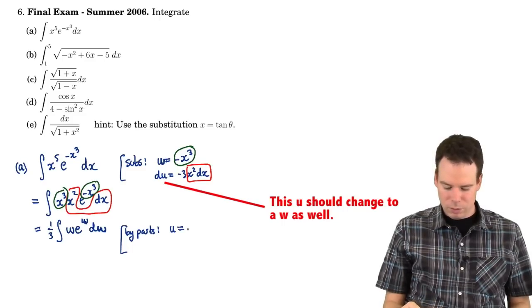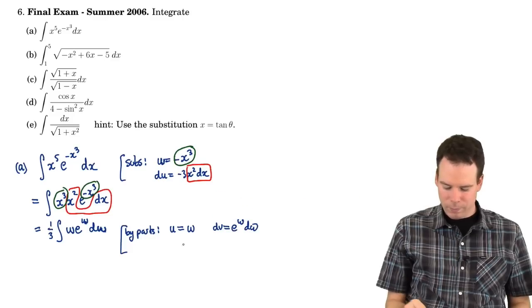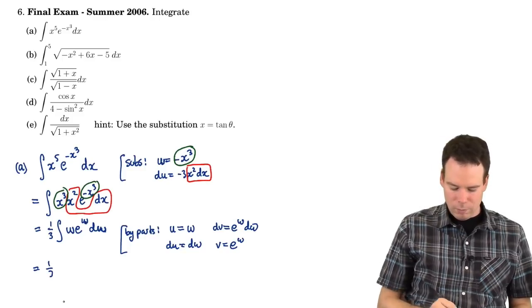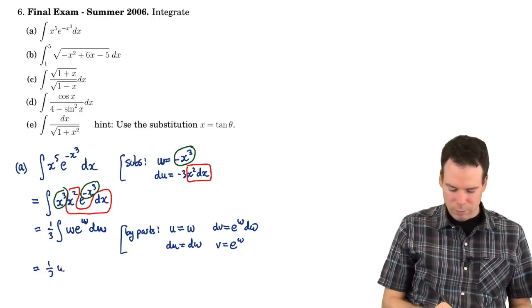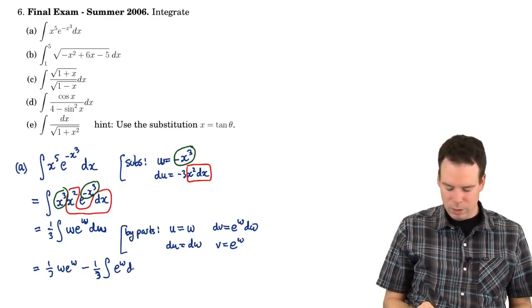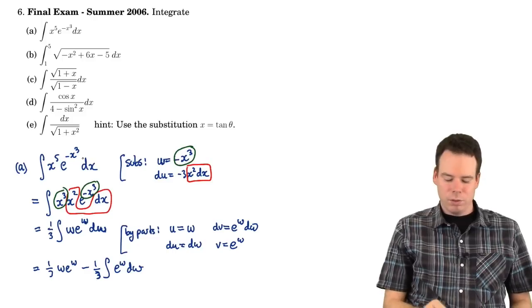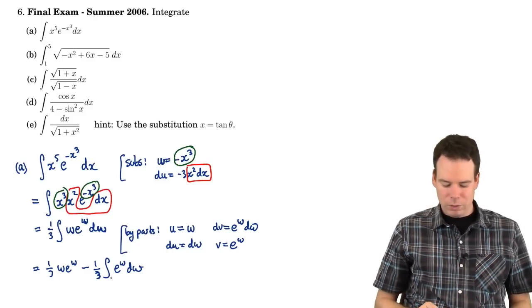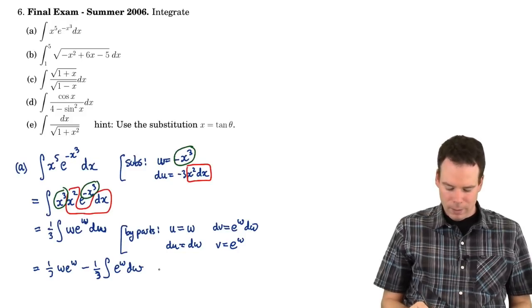So u is equal to w, dv is equal to e to the w dw, du is equal to dw, v is equal to e to the w. Now that's going to be, using by parts, 1/3 of w e to the w minus 1/3 the integral of v du, which is just e to the w dw. So I've reduced my original integral through a substitution to one involving w e to the w. Through by parts, I've reduced that to an integral involving just e to the w.